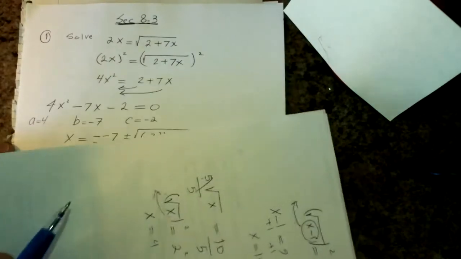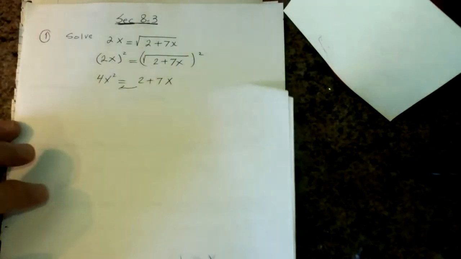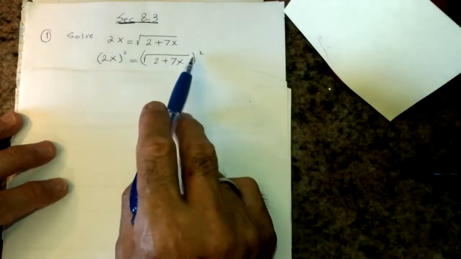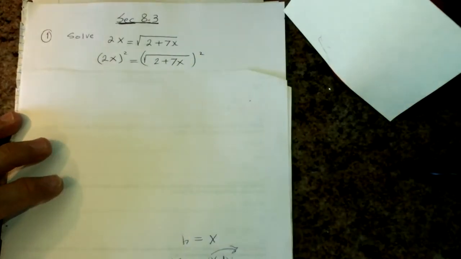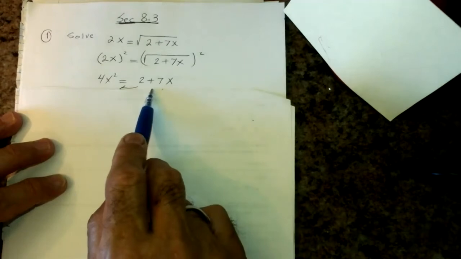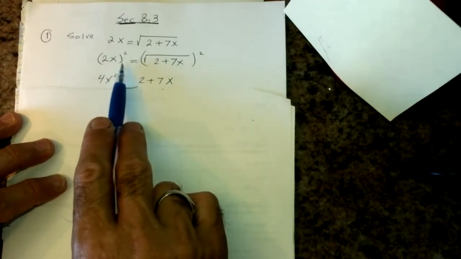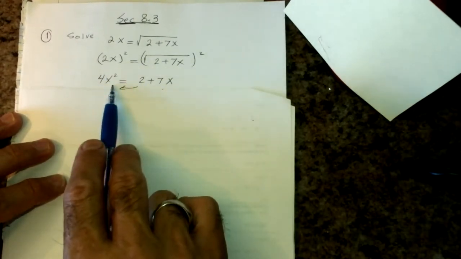We raised both sides to power of 2. In this one, the radical is removed. So 2 plus 7x is coming out of the radical. See? And on this side, what is 2x times 2x? 2x times 2x is 4x2.